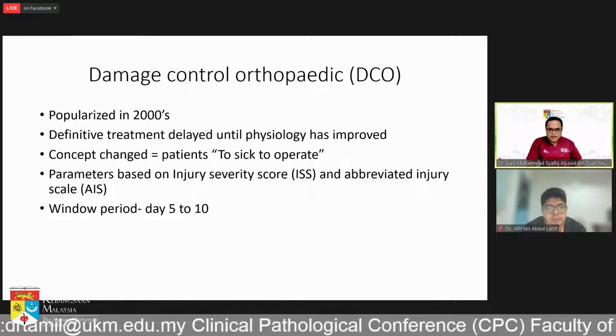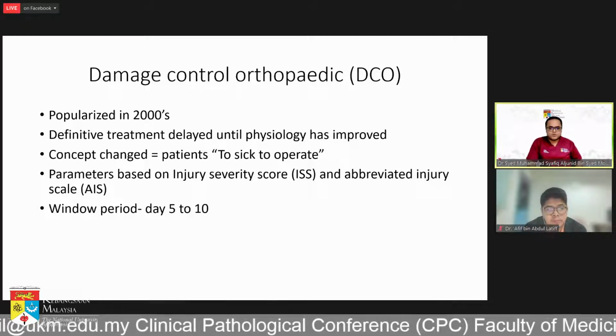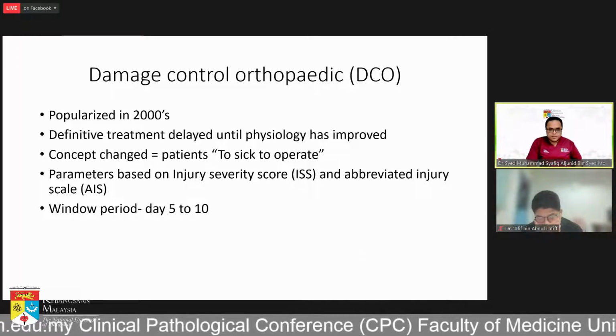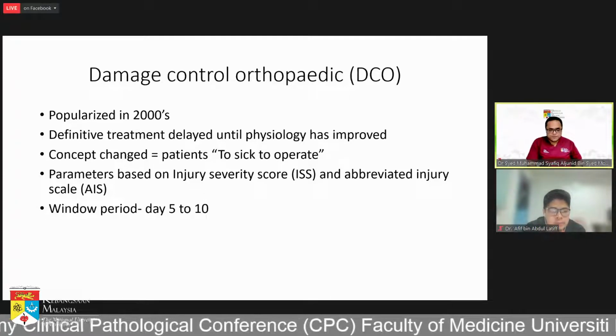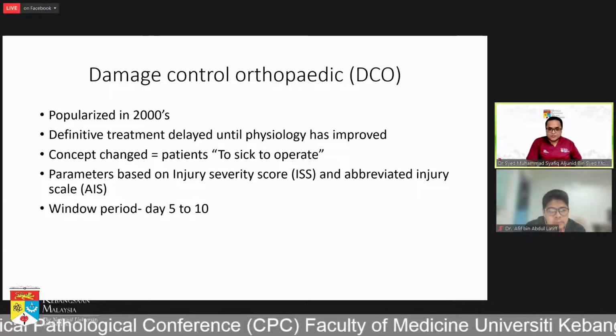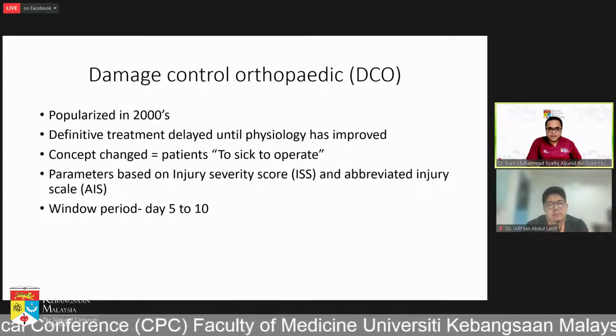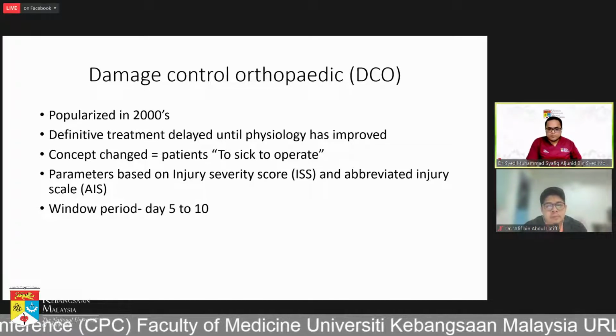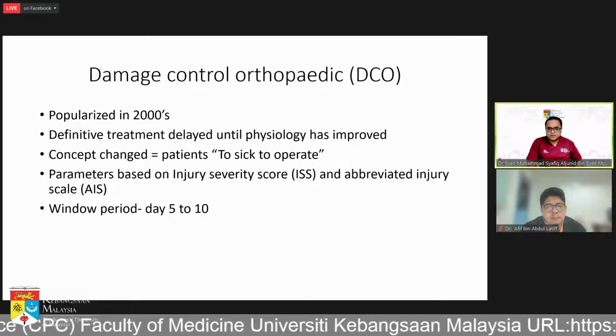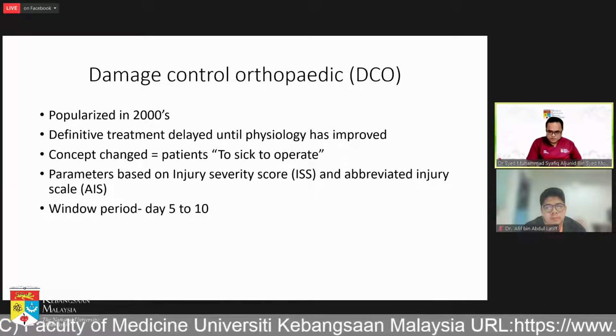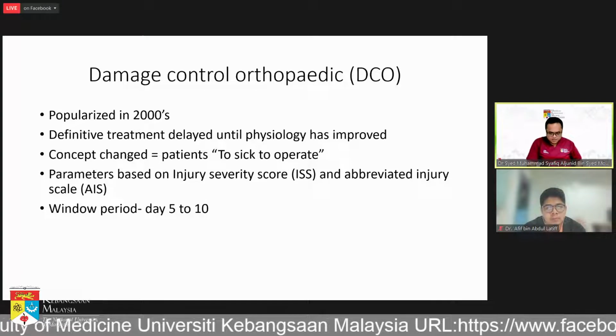So what are the guidelines, or which patient do we choose? So there are some parameters which can guide us to decide. The first one is your ISS, your injury severity score, and your AIS.